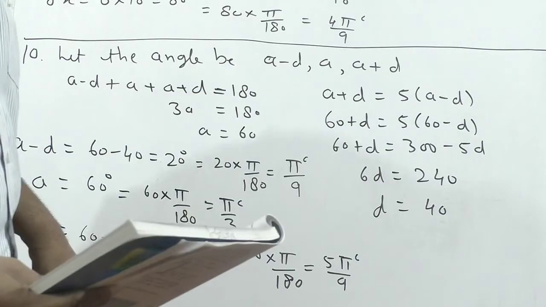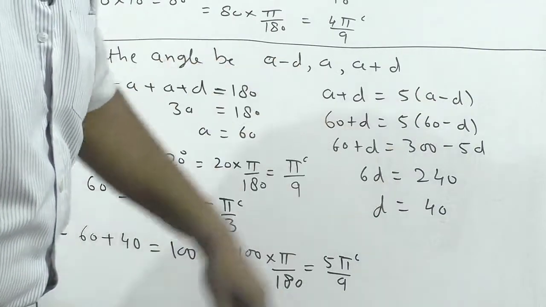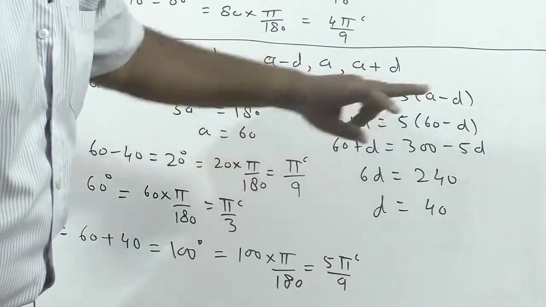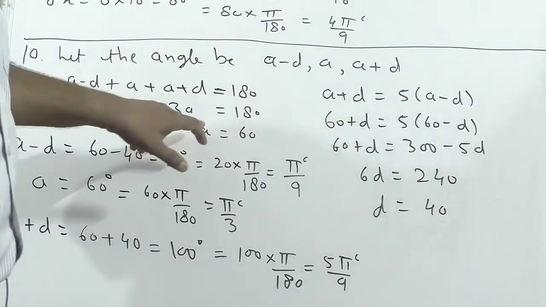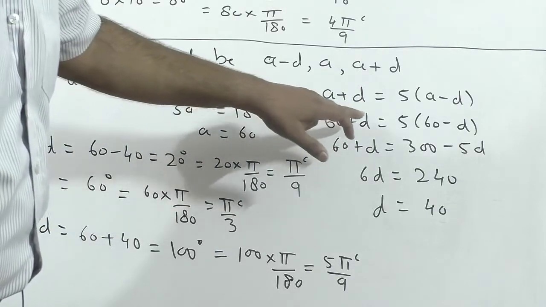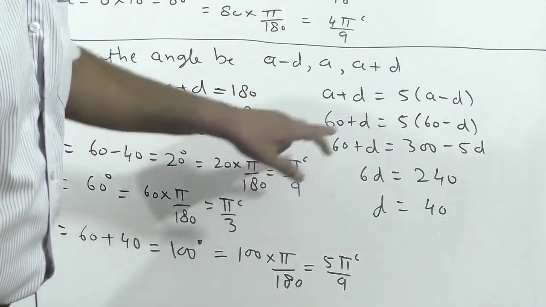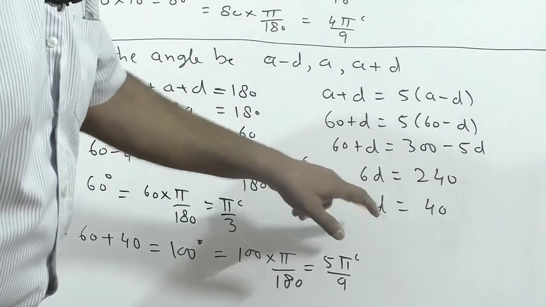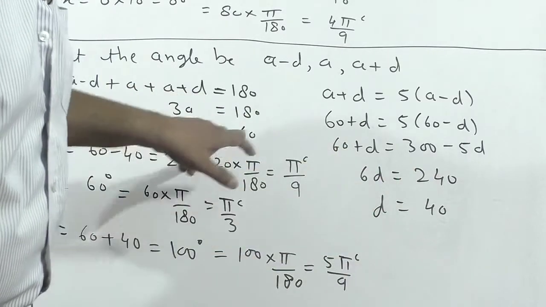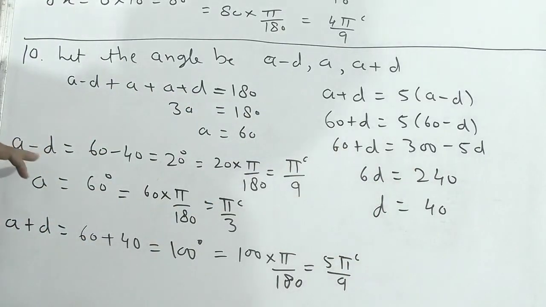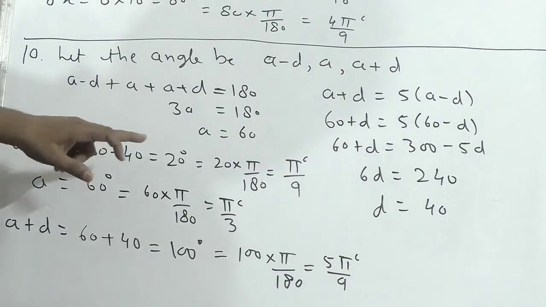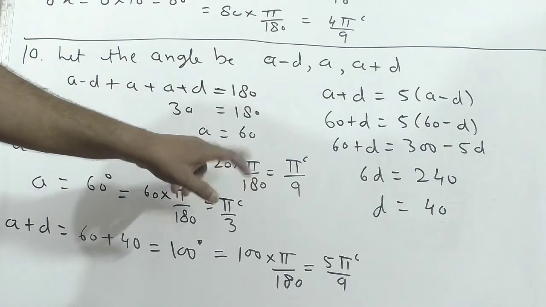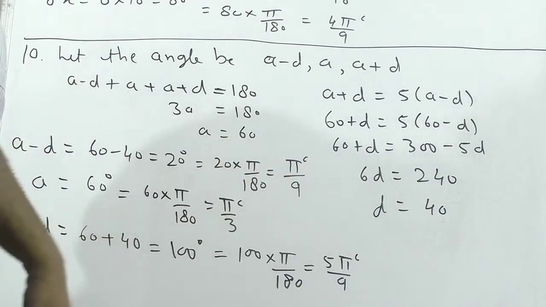Now the next condition is the greatest angle is 5 times the smallest angle. So A plus D is the greatest, A minus D is the smallest. A plus D equals 5 in bracket A minus D. Putting the value of A as 60: 60 plus D equals 5 in bracket 60 minus D, that is 300 minus 5D. D on one side, 300 minus 60, 240, D is 40. So A you got, D you got. First angle was A minus D, 60 minus 40, that is 20. Also asked in radian, 20 into pi by 180, cut, pi by 9 radian.